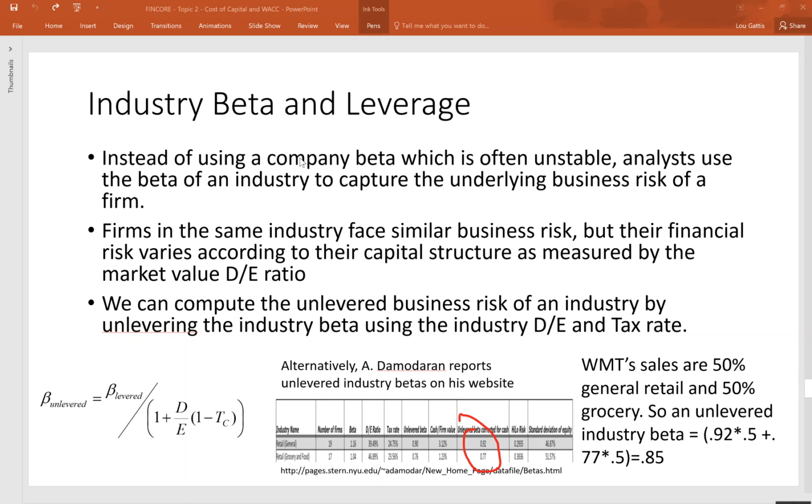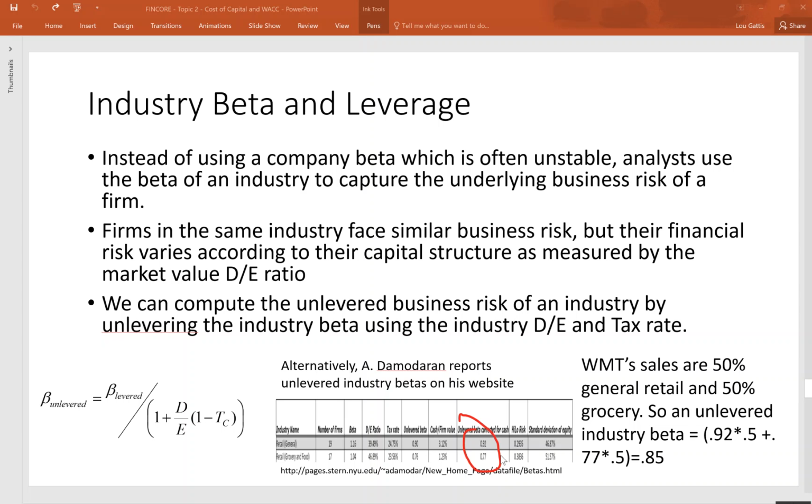So I'm going to calculate the historical beta for Target and Walmart and Costco and many other stores. I'm going to use their beta as an estimate for Walmart's, with the assumption that there's basic risk to doing retail and groceries, and that risk is captured through an industry beta, and it's going to be much more stable. Now the problem is all those firms I just mentioned face the same retail business risk. However, all those firms have different capital structures, which means they have different levels of debt, which then creates more or less risk than just the business risk.